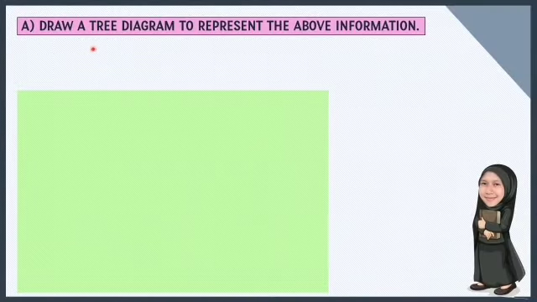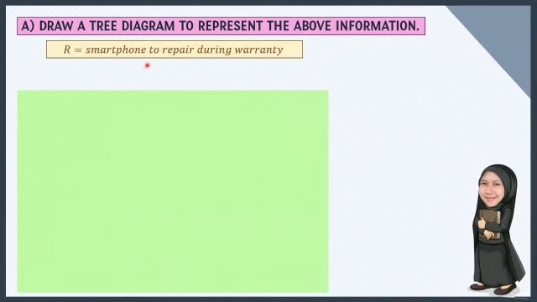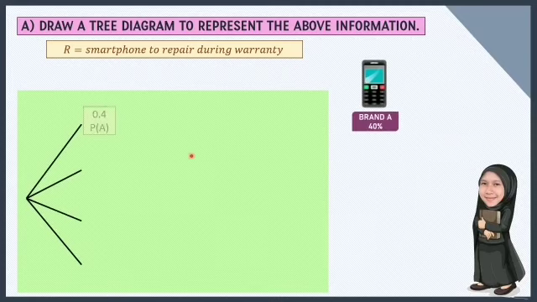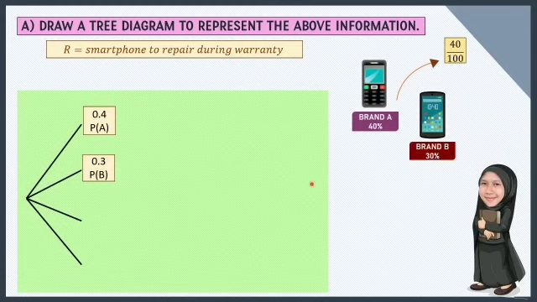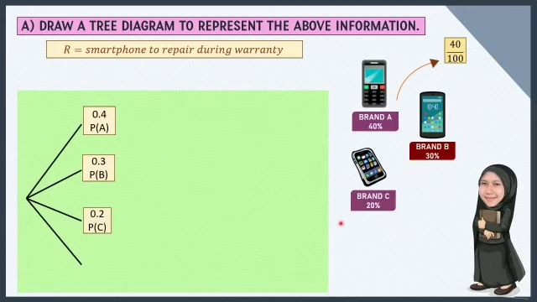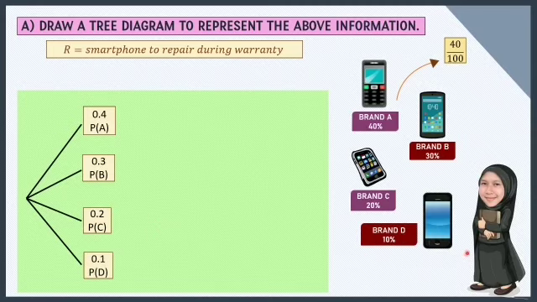So for the first question, we have to construct a tree diagram based on the information given. I will let R be the event for a smartphone that has to be repaired during warranty. As we know, we have 4 different brands of smartphone from Saroja Mobile shops, so we need to divide it into 4 parts. For brand A, 40%, we can represent it as the probability of a smartphone from brand A, 0.4. To get 0.4, we can divide 40 over 100 and take the answer in decimal value. For brand B, 30% as the probability of a smartphone from brand B, 0.3, for brand C 20%, probability of a smartphone from brand C, 0.2, and brand D 10%, probability of a smartphone from brand D, 0.1.